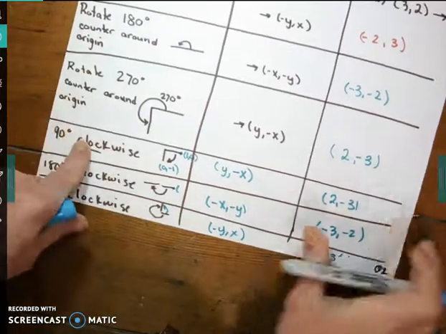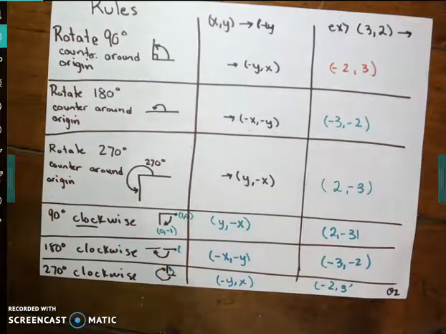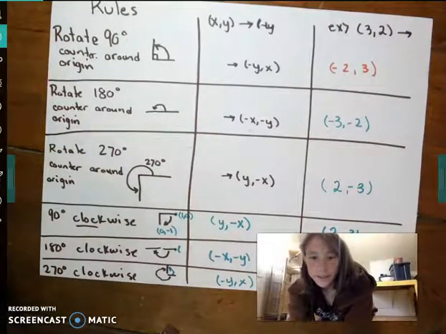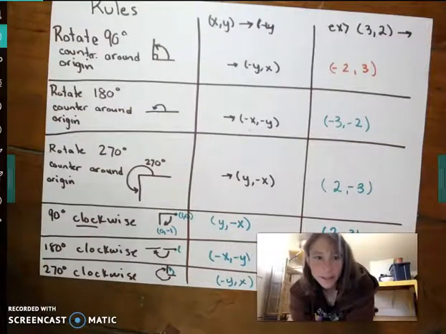So these are a little bit trickier. I would suggest just drawing pictures and looking at the resulting coordinates, but these rules will help you out too if you like to have the rule.